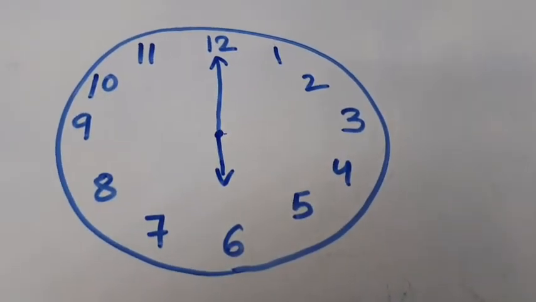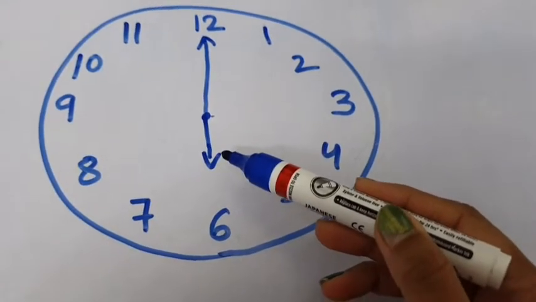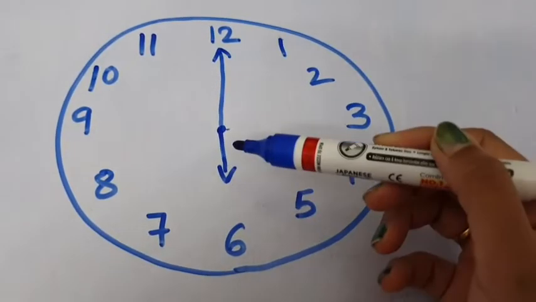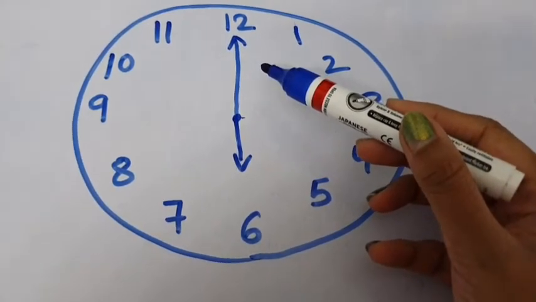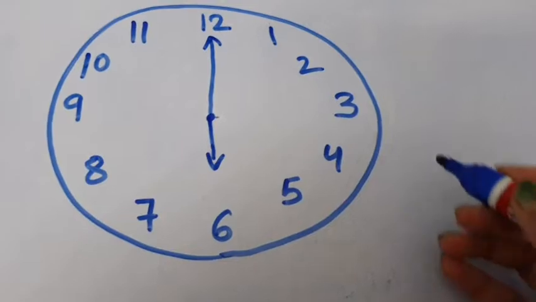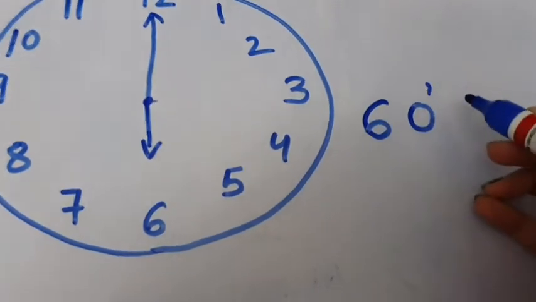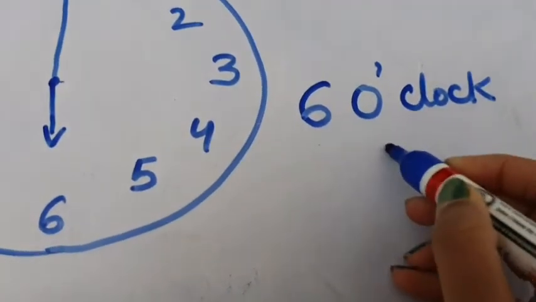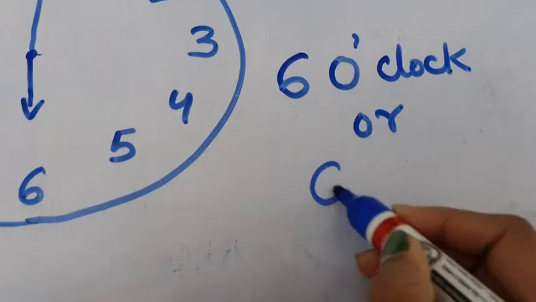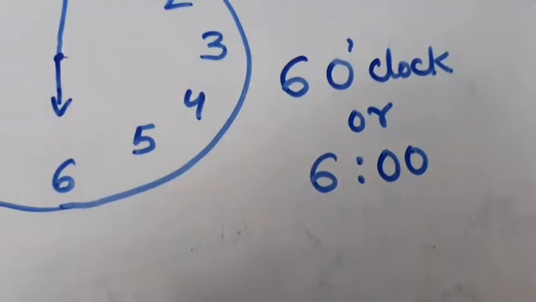Now, see the next example. When the shorter hand or the hour hand is at 6 and the minute hand or the longer hand is at 12, the time is 6 o'clock. 6 o'clock. Or we can write like this: 6:00. Okay?